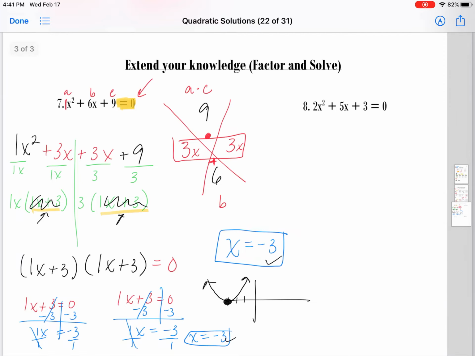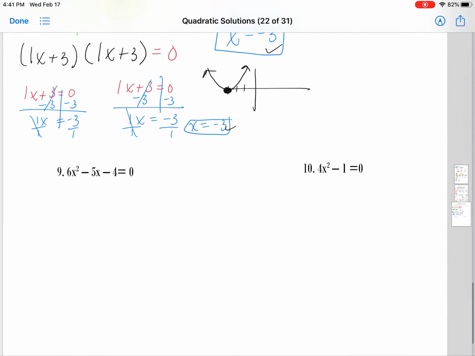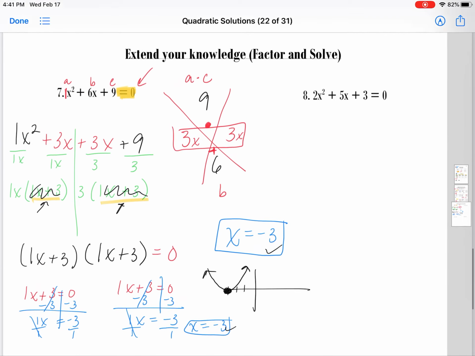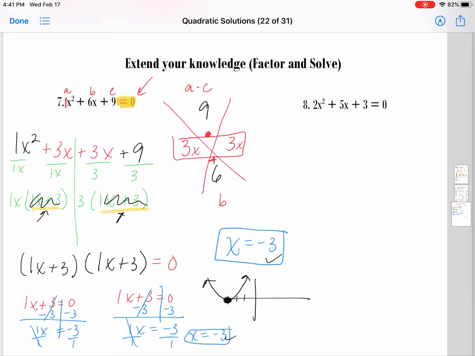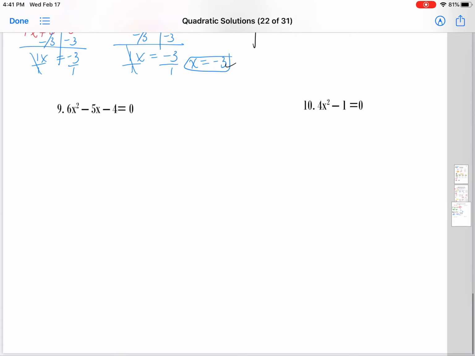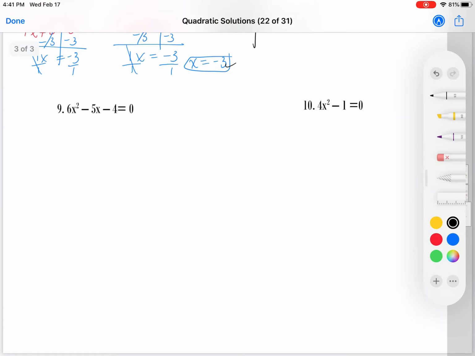So when you're ready, I need for you to try that for number 8, number 9, and I'll do 10 with you. So try 8 and 9. So draw an x, find your factors. Once you have your 2 factors, you set them equal to 0, and your final answer is x equals something and x equals something. And number 10, so go ahead, try 8 and 9.